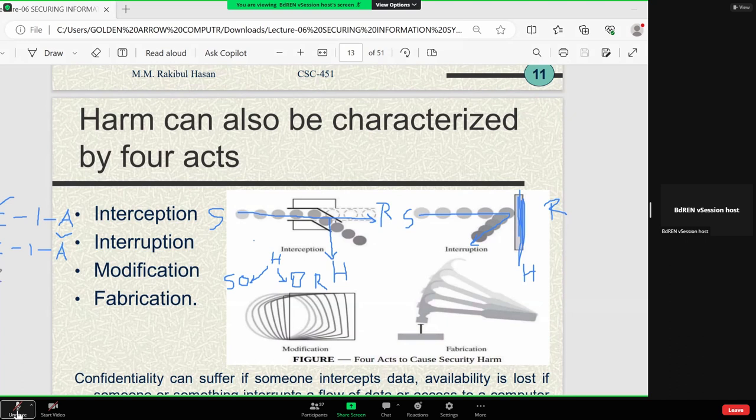Okay. Then modification. Not confidentiality. It is basically integrity. Integrity means purity. That means whatever message the sender is going to send is modified and forwarded to the receiver. So for modification, you are going to lose integrity. And for fabrication also, mainly the integrity. So because of these acts, these properties will be compromised.